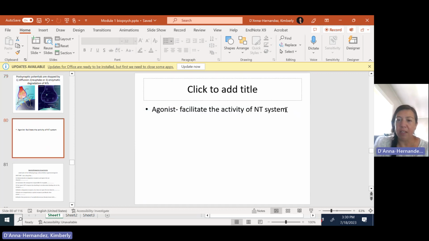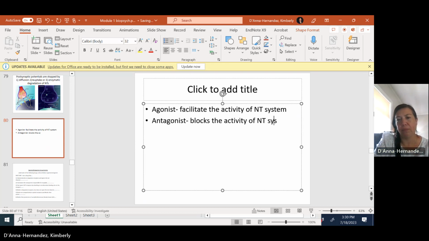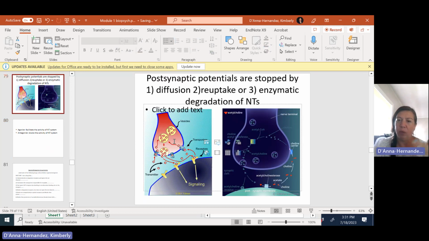If it does that, then you have an antagonist. So this blocks the activity of a neurotransmitter system. And it can happen at the level of the receptor as well. Like naloxone comes and sits on an opioid receptor, so that way heroin can't come and bind there, right? So my point is that there are many levels at which there can be agonistic or antagonistic properties to something that either facilitates the activity of a neurotransmitter system or antagonizes it.